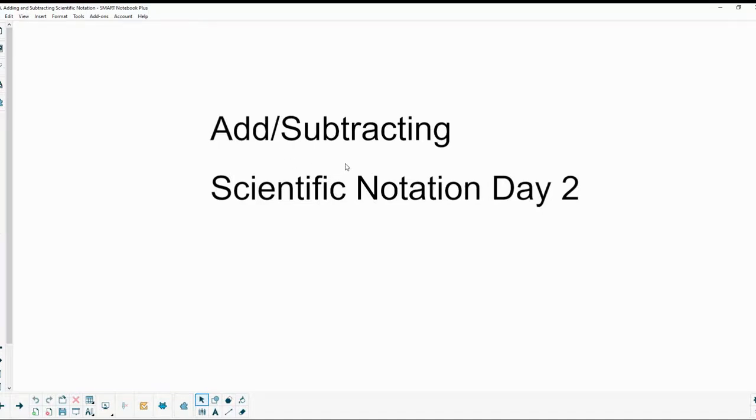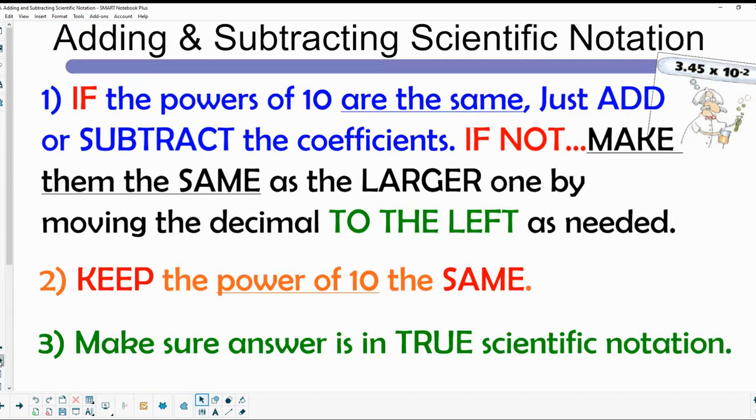We're doing adding and subtracting scientific notation, day 2. We did day 1 yesterday where I showed you how to do it, showed you the video from our specialist in the chemistry department at one of the universities online. So we're going to practice a few more today.